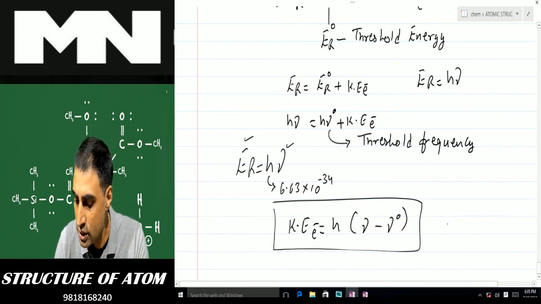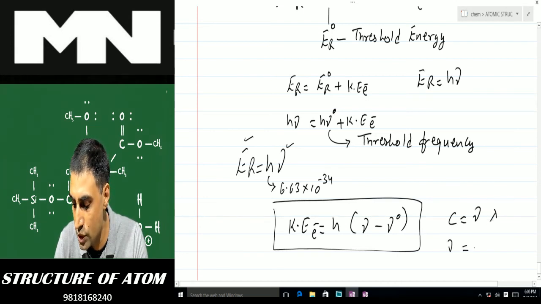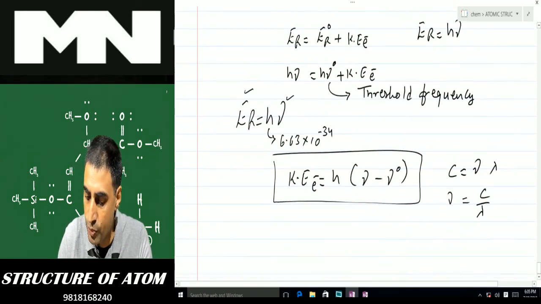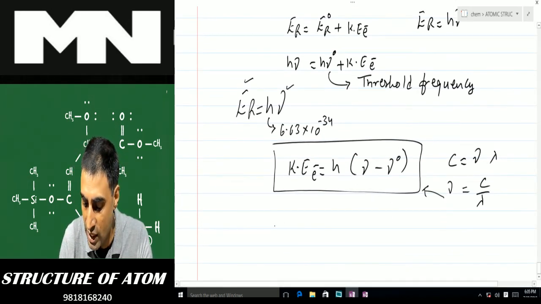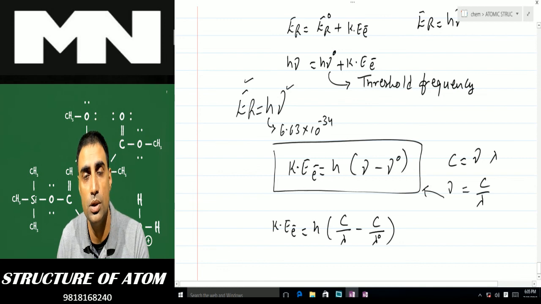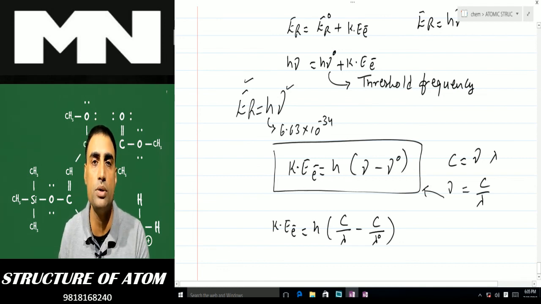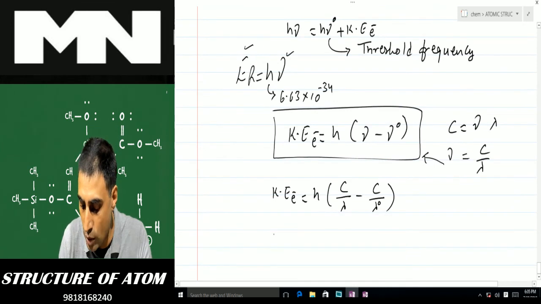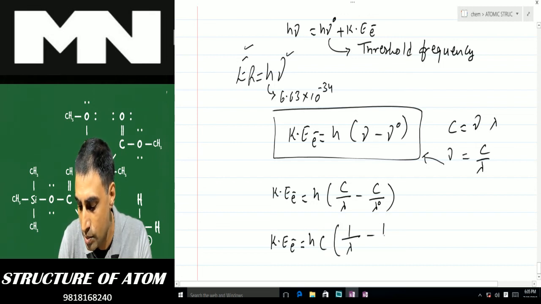You know one more thing, that c is equal to nu lambda. So nu is equal to c by lambda. If I put this relation in this formula, I will get kinetic energy of electron is equal to h c by lambda minus c by lambda naught, where lambda naught is the threshold wavelength. c is common. So kinetic energy of electron is equal to h into c, 1 upon lambda minus 1 upon lambda naught.